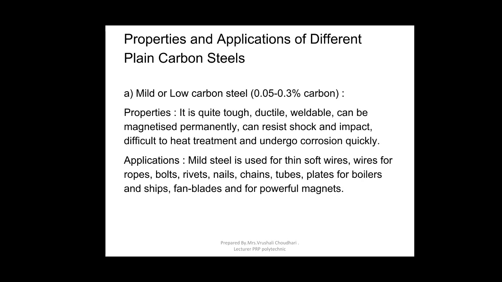It is used for making soft wires, ropes, bolts, rivets, nails, chains, tubes, plates for boilers, ships, blades, and for making powerful magnets. It can be permanently magnetized. Therefore, for making powerful magnets, we are using low carbon steel.